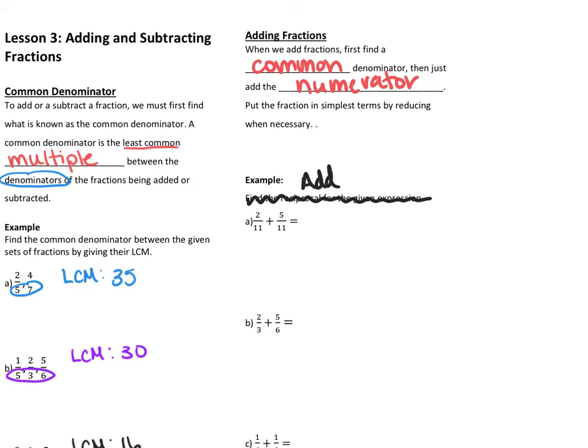So 2/11 plus 5/11. Here, notice that they both have a denominator of 11. That means when I add them, that denominator is not going to change. So I'm just going to write that in the end. It's going to be 11. I'm going to add 2 plus 5, just the numerators. I get 7. If we can, we need to go back and put it in simplest form when necessary.